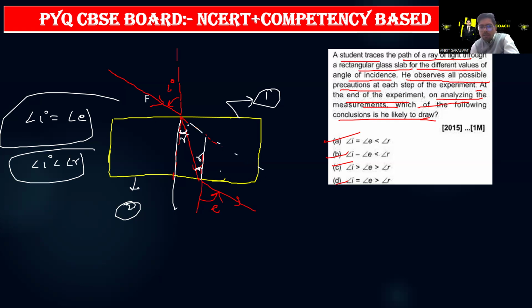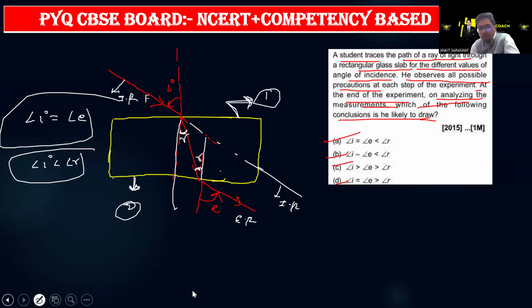You can check that the emergent ray is parallel to the incident ray. This is our incident ray. Clear? This case is true only when this surface and this surface are parallel to each other. It is not true in every case.